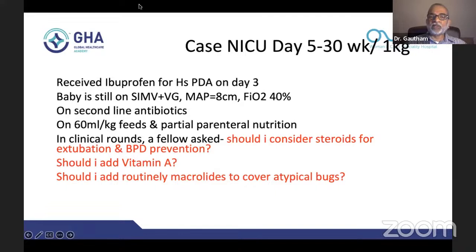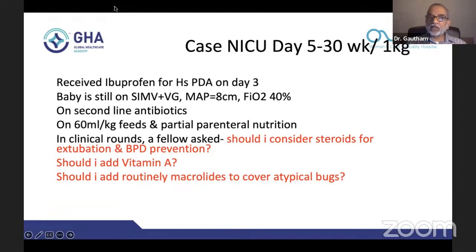Yes, Supreet is asking about online calculators. Yeah, they have some use. You can plug in the baby's variables and predict the risk of BPD and the severity of BPD. And based on a cutoff threshold, you can say, okay, in this baby, the benefits of steroids outweigh the risks of steroids.